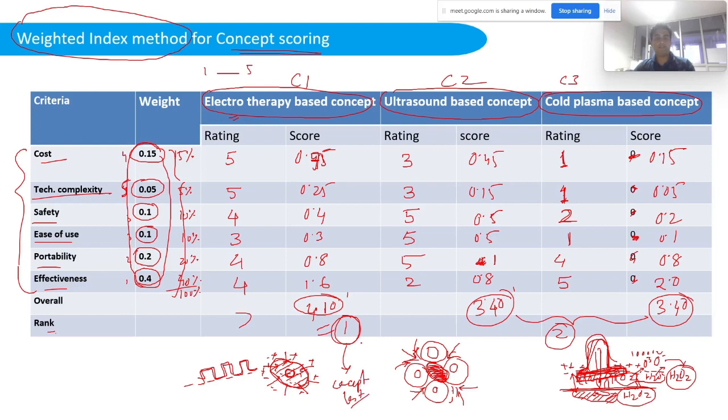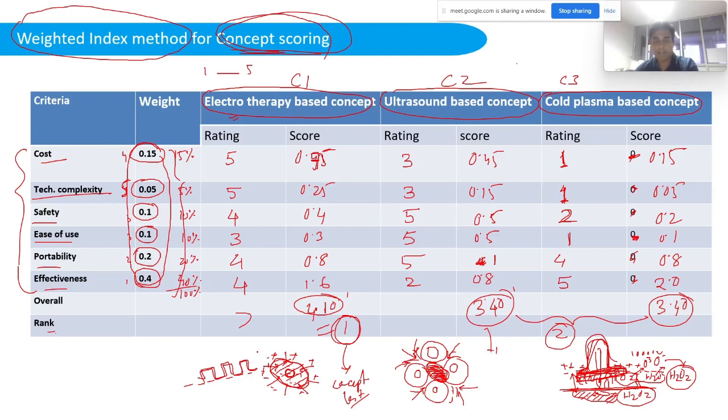And then if we find this is actually working, then probably we'll select this. Otherwise, we'll go for one of these. So this is how we use the weightage index method to compare concepts using a scoring method. This way we can do a comparison between concepts. Here we do not need any standard reference. We can compare concepts based on their individual rating based on the criteria.